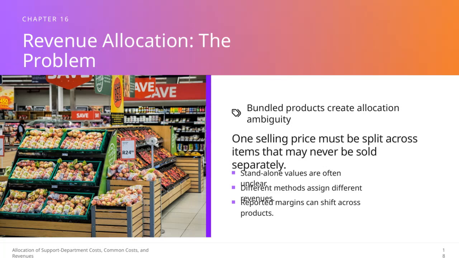In this slide, we're diving into the core challenges of revenue allocation. When companies sell bundled products, it creates a significant ambiguity because the total selling price has to be divided among items that might never be sold on their own. This makes it difficult to determine a fair portion of revenue for each item. Additionally, the standalone values of these products are often unclear, which only adds to the confusion. Different revenue allocation methods can assign varying amounts of revenue to each product, which means the reported margins can shift dramatically depending on the approach used.